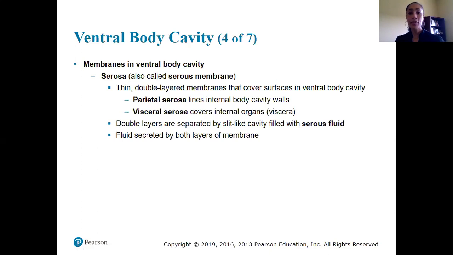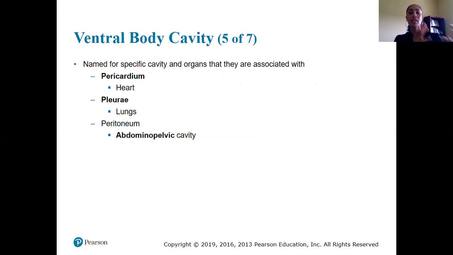The double layers are separated by slit-like cavities that are filled with a serous fluid. And the purpose of these serous membranes is to reduce friction between the organ and the body cavity. So the body cavity protects the organs, and the serous membranes reduce the friction between the two, since we know most of these organs are going to expand and contract and assist in substances flowing through them, such like that.